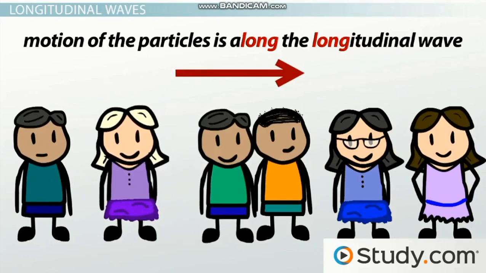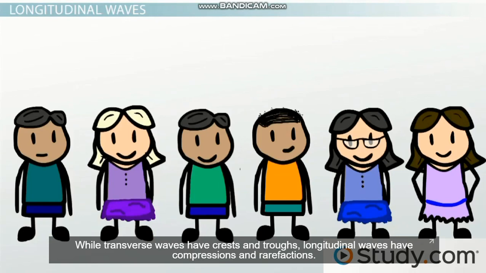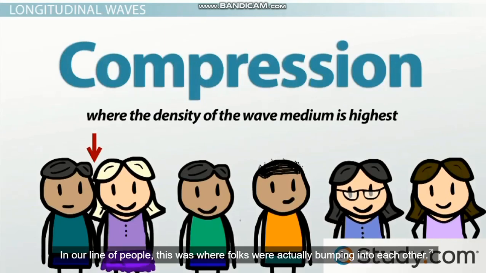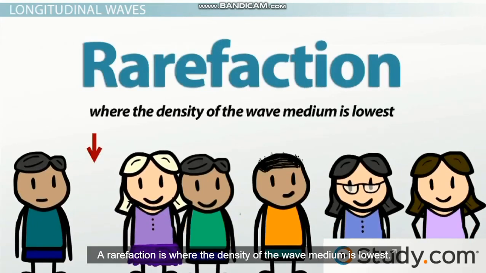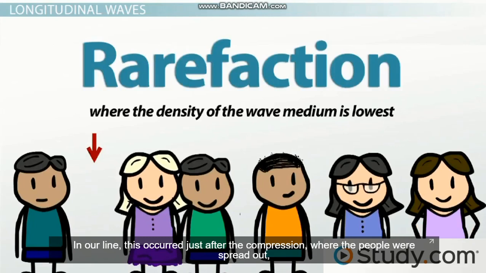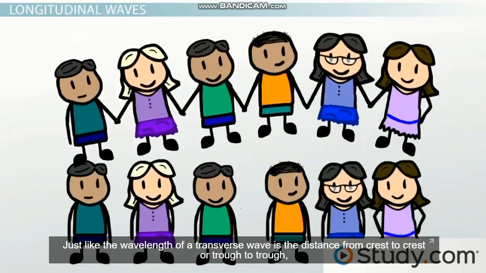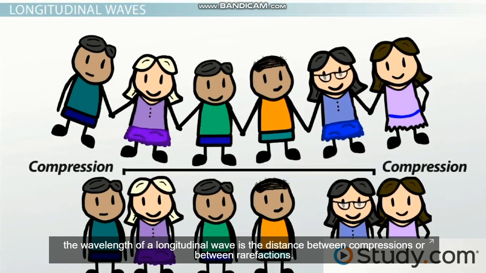While transverse waves have crests and troughs, longitudinal waves have compressions and rarefactions. A compression is where the density of the wave medium is highest. In our line of people, this was where folks were actually bumping into each other. A rarefaction is where the density of the wave medium is lowest. In our line, this occurred just after the compression where the people were spread out, trying to regain their balance. Just like the wavelength of a transverse wave is the distance from crest to crest, or trough to trough, the wavelength of a longitudinal wave is the distance between compressions or between rarefactions.